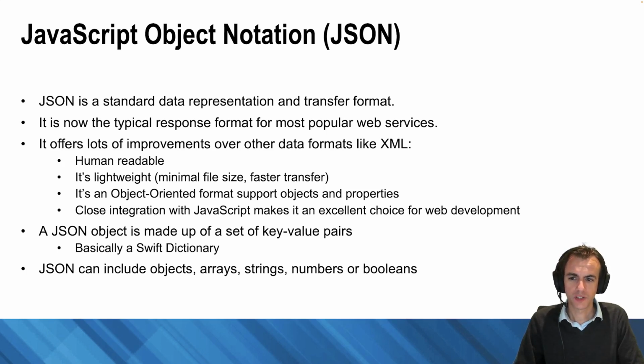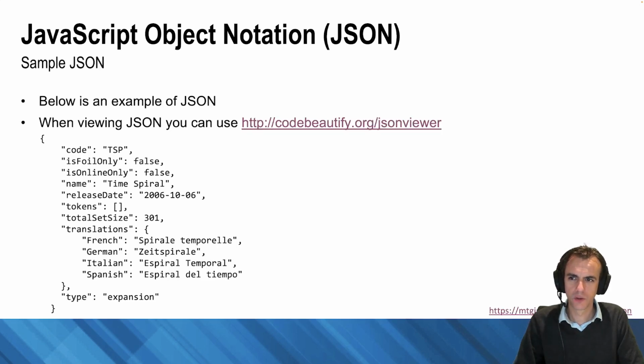So a JSON object is basically a set of key value pairs, what we would know as a Swift dictionary, and JSON also supports common other objects we're familiar with, like arrays, strings, numbers, booleans, etc. So let's have a little look at some JSON.